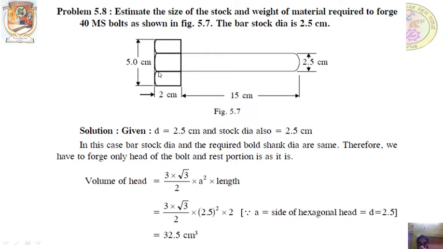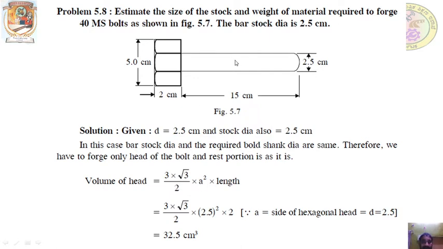Out of 2.5 centimeter bar stock, you need to create 40 bolts of such dimension. As usual, it consists of two parts. One is the hexagonal head, and the other is the shank diameter, that is the cylindrical portion. The volume of the hexagonal headed portion is given by 3 into root 3 divided by 2 into a square, where a is the side of the hexagonal head.